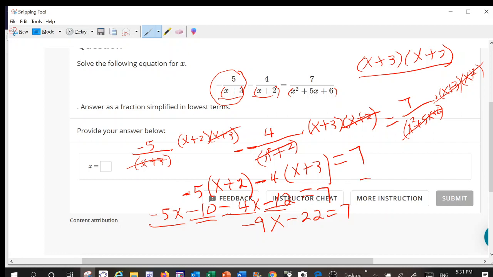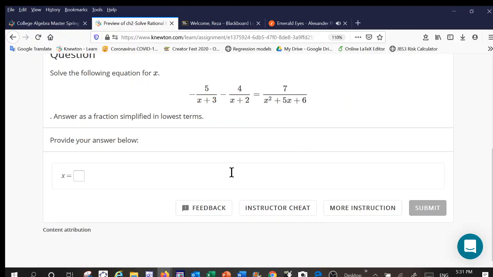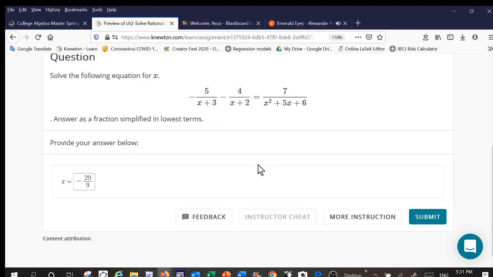So negative 9x equals, if you bring this minus 22 to the right hand side, that would be 29. So x equals negative 29 over 9. And that's the answer that we got, negative 29 over 9. And it doesn't make any of the denominators 0, right? So it's a good answer.